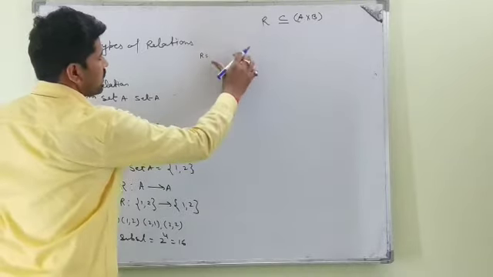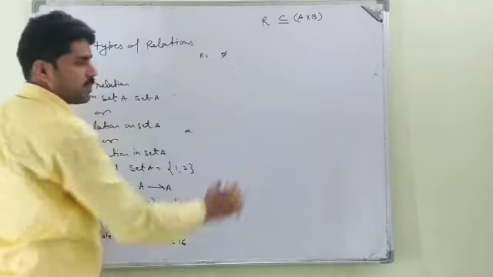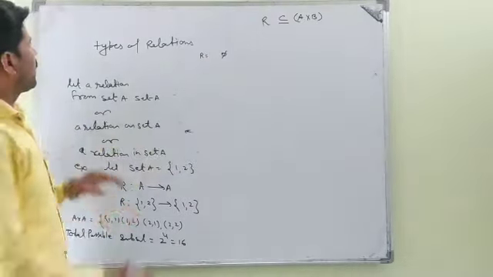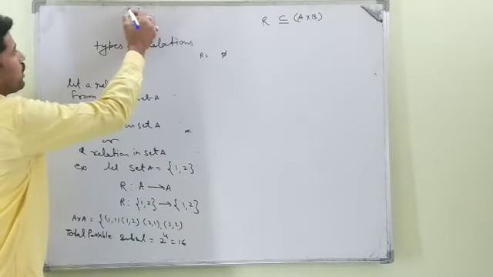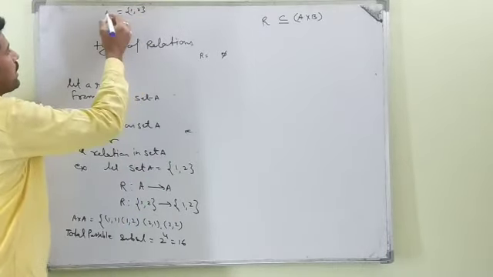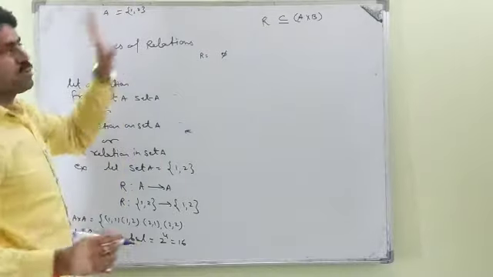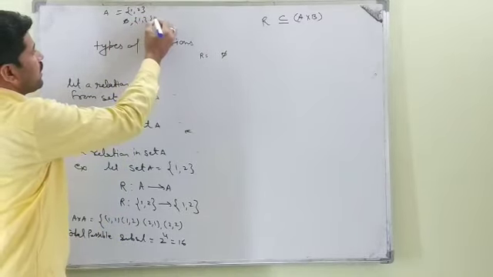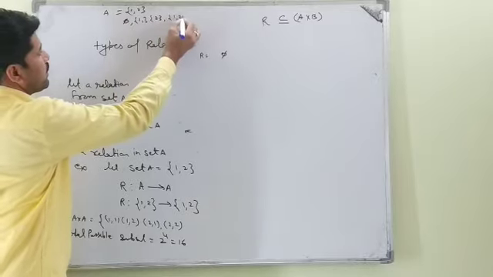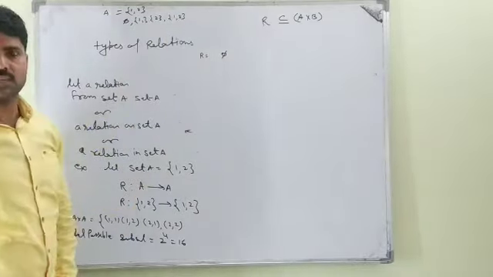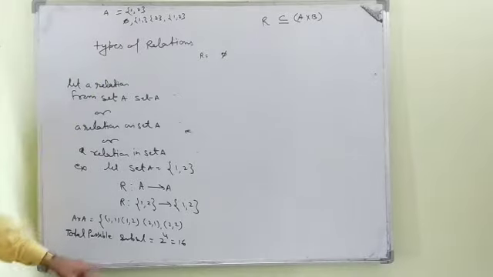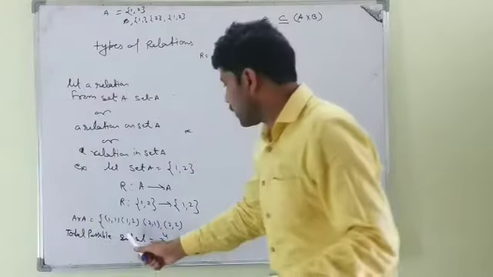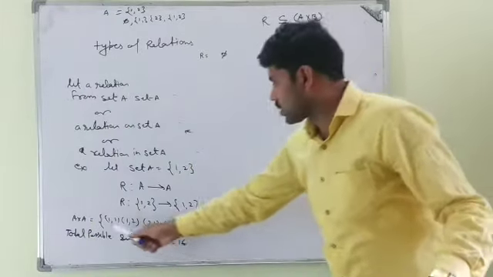For example, suppose you have A = {1, 2}. Then my question is, please write the subsets of this set. So you will write phi, individual or combined. This is the possible subsets of the set A. Similarly, you will write the possible subsets of this relation, this Cartesian product.